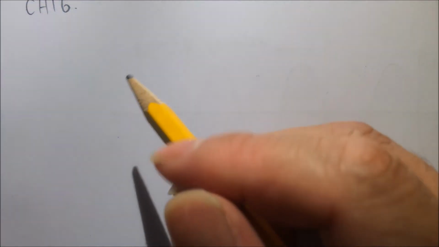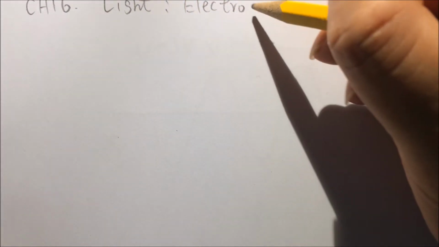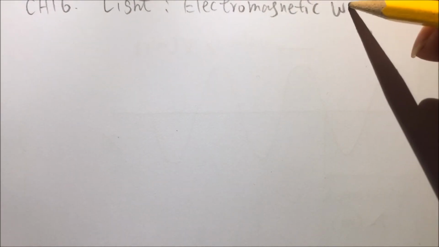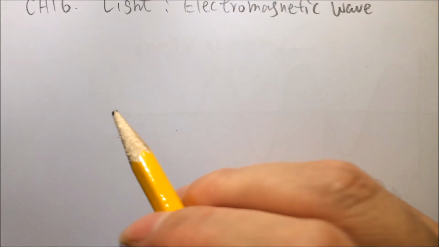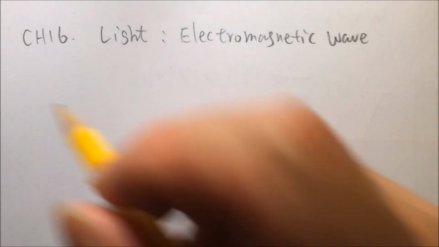Now, we also learned a little bit from chapter 16. So chapter 16 talks about the light, or electromagnetic wave. So the light is actually an electromagnetic wave.